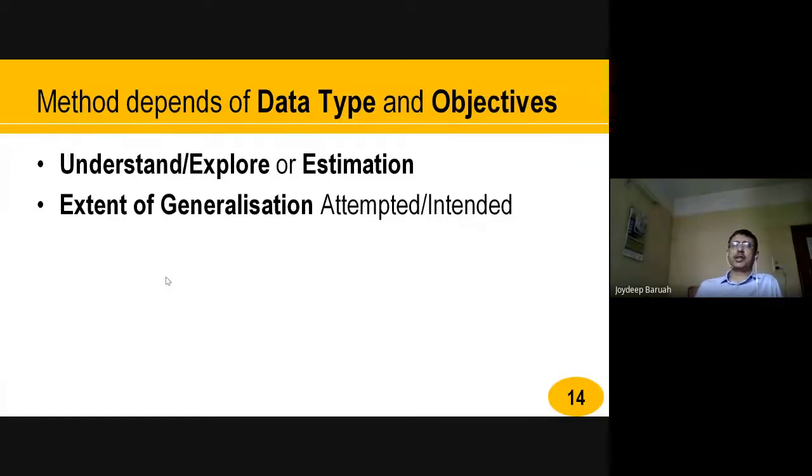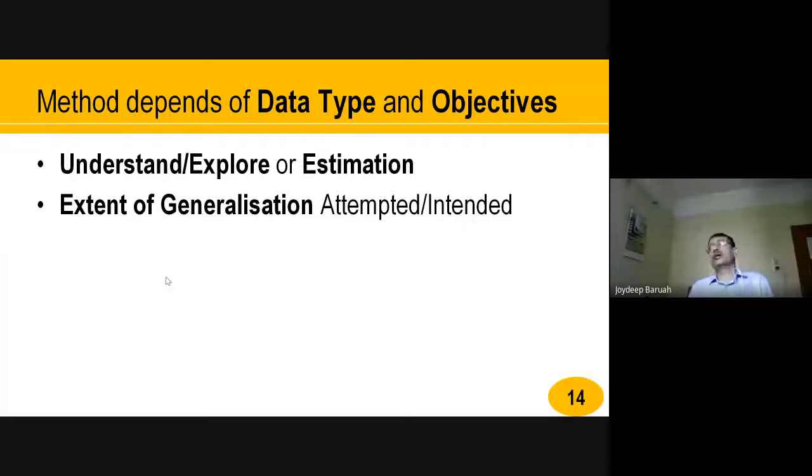Estimation is related to the kind of generalization that will be attained, the extent of generalization. If you do not want to go for any generalization, suppose for my research I do not want to generalize anything, I just want to understand, then you do not need estimation, and your entire data type, entire approach will be different. But if you want to generalize based on your study, then you have to go for estimation. Based on estimation, you will try to generalize.